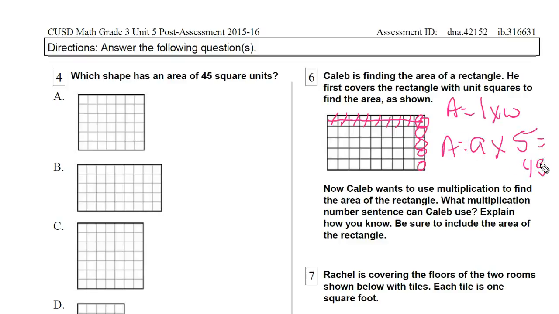Then it says, explain how you know. Well, I know that area is length times width, so I need to find the width of the rectangle and the length of the rectangle, and multiply both of those numbers, and I get 45.